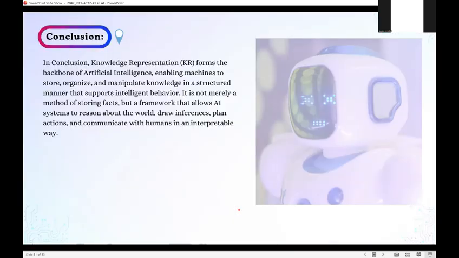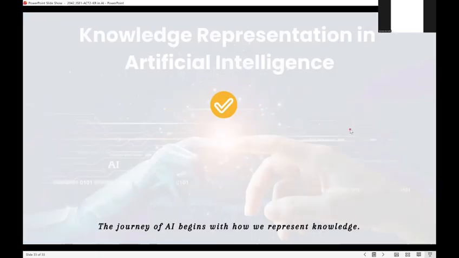So, to conclude the talk, knowledge representation gives AI its real power. It turns simple data into understanding and action. It's not just about storing facts, it's about making sense of those facts. The journey of AI truly begins with how we represent the knowledge.